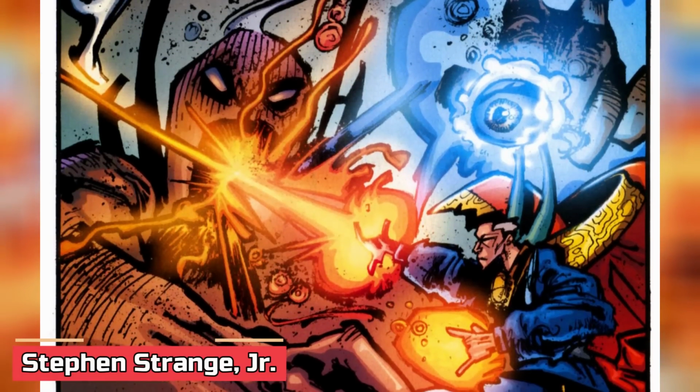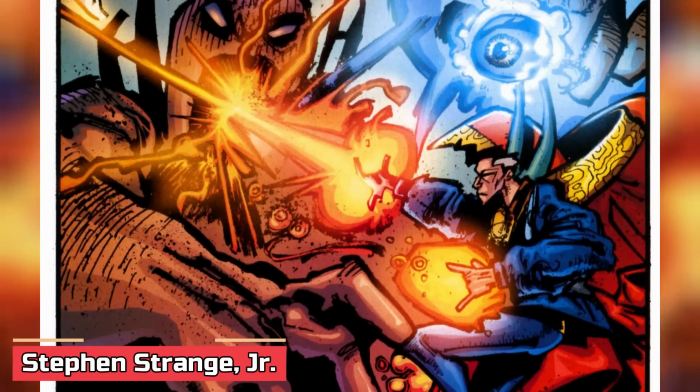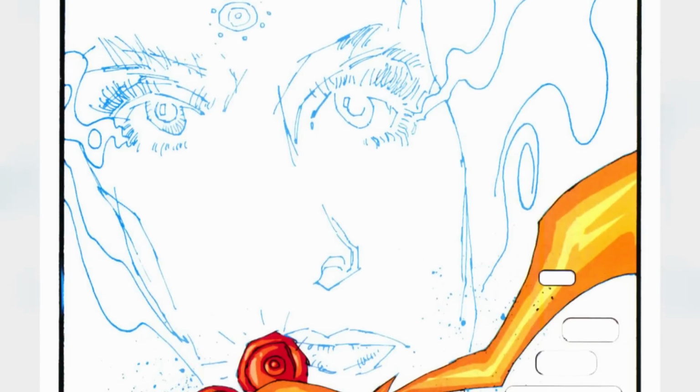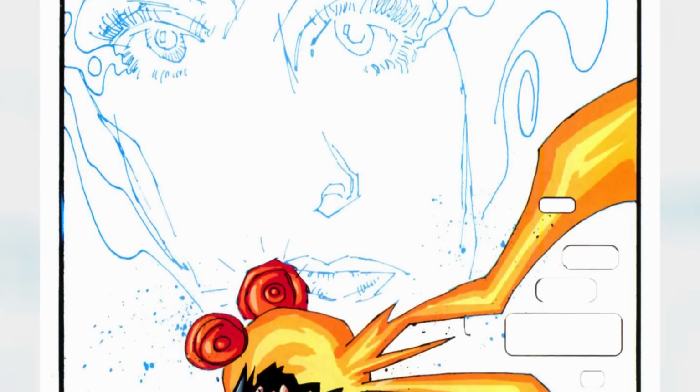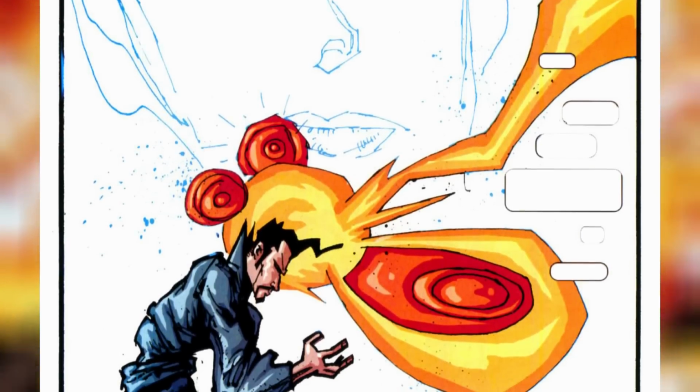Stephen Strange Jr. Stephen Strange Jr., born to the legendary sorcerer Doctor Strange and his former pupil Claire, had a unique and mysterious upbringing. Raised in suburban anonymity, Claire kept him oblivious to his father's occult world, claiming Stephen Sr. had died in a car accident.